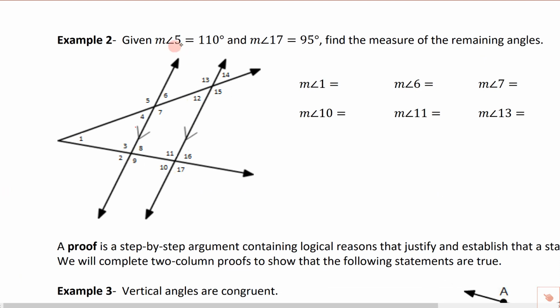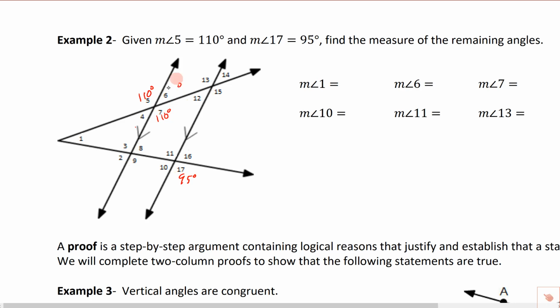So what we know is that angle 5 is 110 degrees, so 110 degrees right here. Angle 17 is 95 degrees, so 95 degrees right here. And then what this really amounts to is the last problem that we did, just done twice. So these are the parallel lines. So I'm going to come through here and say, hey, vertical angles are congruent, so that's 110. These are next to each other and they make a straight line. They're supplementary. They're a linear pair, so that's got to be 70 degrees.